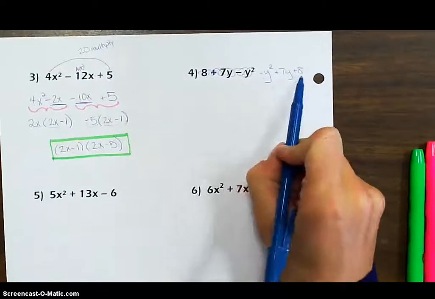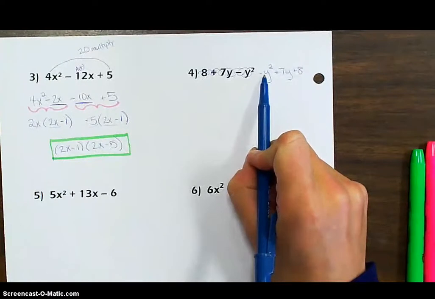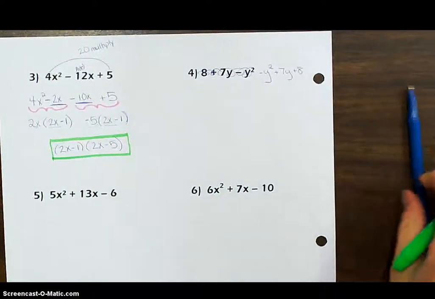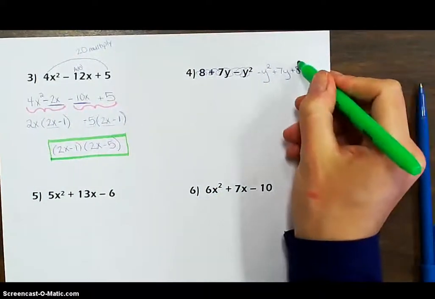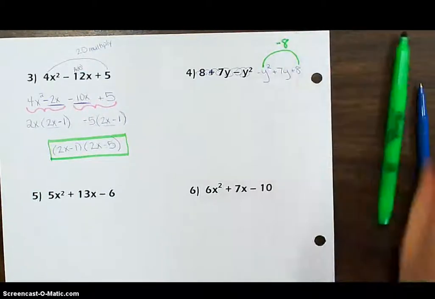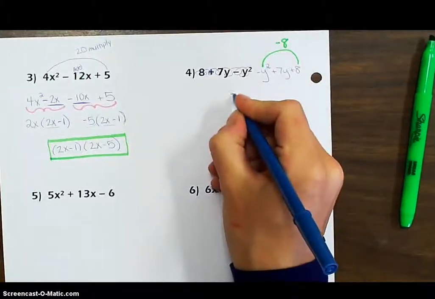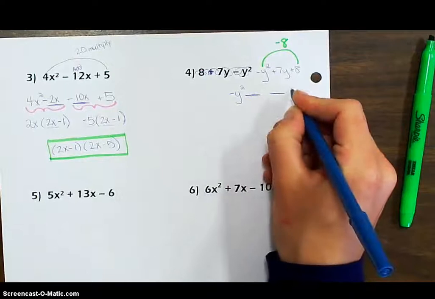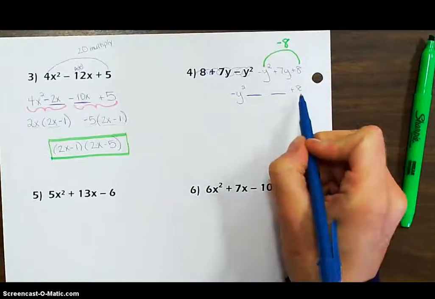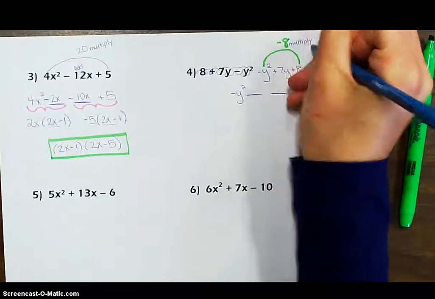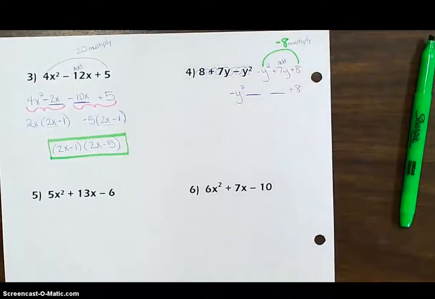So this is a trinomial, but if I look at the a value, the number in front of the y squared, it's a negative. It's not a positive one, which means we're going to have to use factor by grouping. So we're going to multiply 8 times negative 1, which gives us a negative 8. Now I'm going to break this into 4 terms. Negative y squared, blank, blank, plus 8.